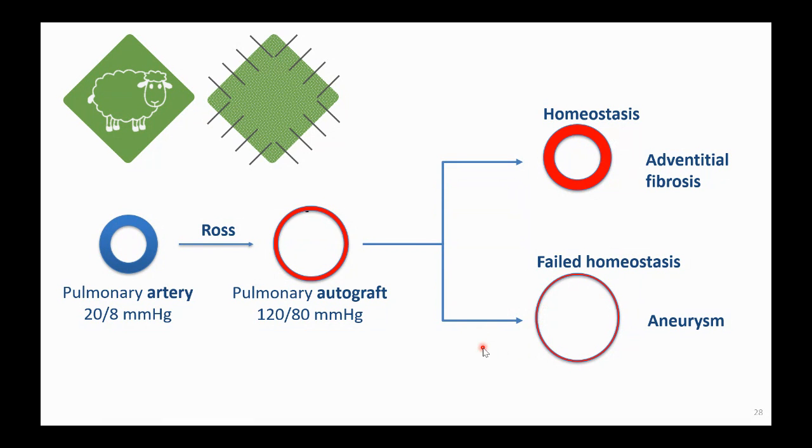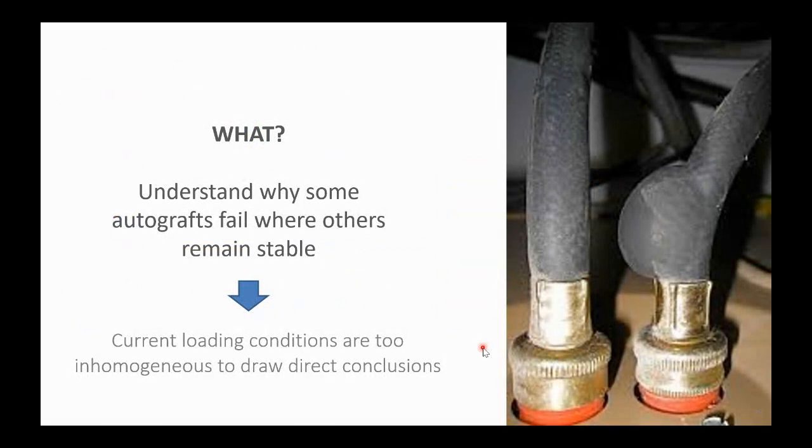appearance. So, well, that's what we observe. But unfortunately, let's say, even in our more controlled animal study where we could measure more, we still see that the loading conditions, or the whole environment, is still too inhomogeneous to be able to draw direct conclusions.